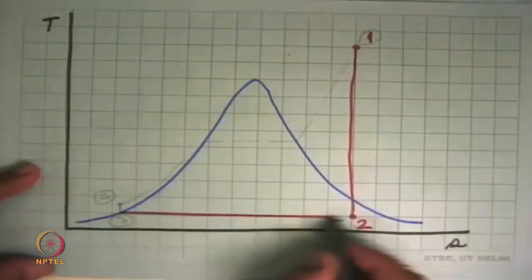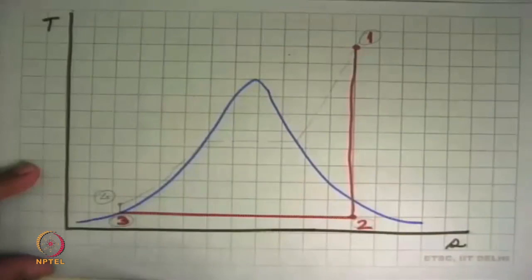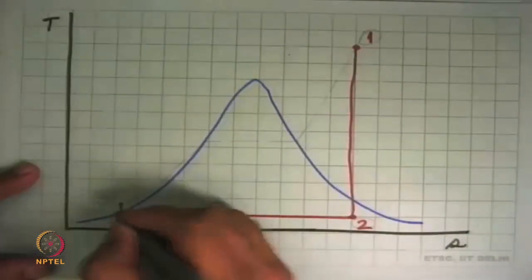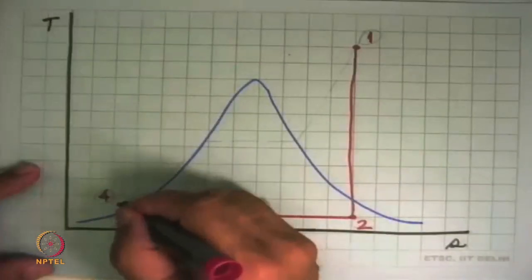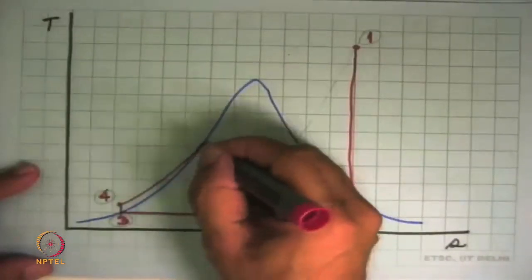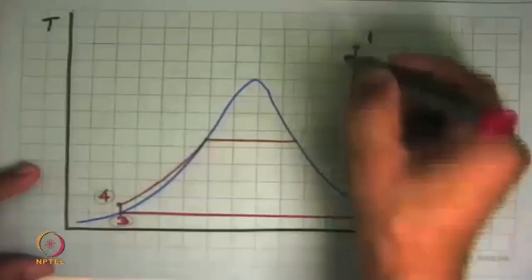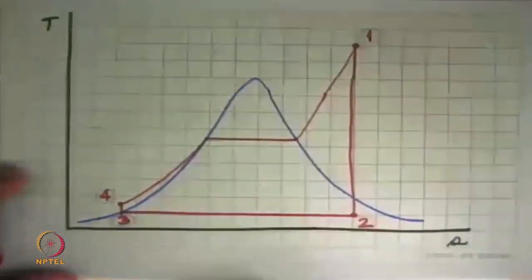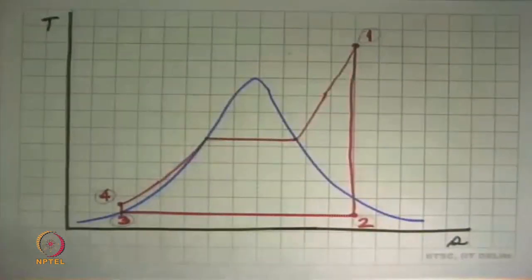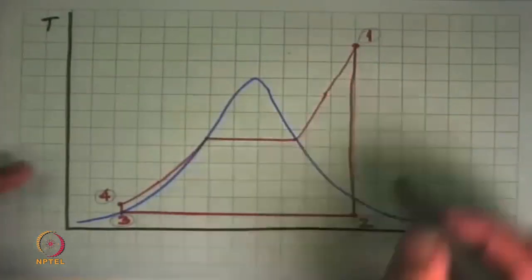Then condensation is constant pressure, constant temperature. It comes to state 3. Then isentropic compression, it comes there. And then we have this whole process. This is the heat addition process. So by looking at it, we know that this is a Rankine cycle.